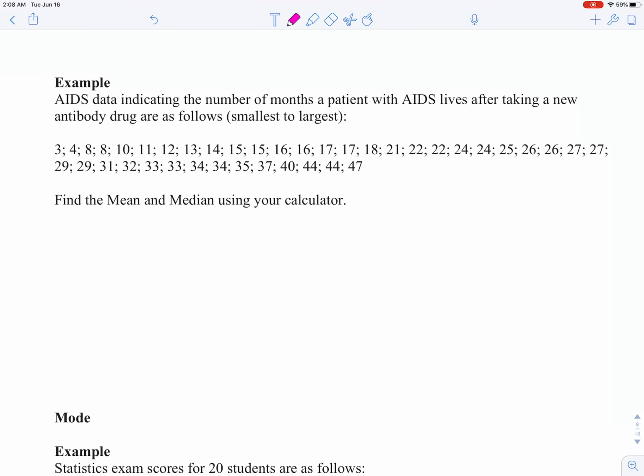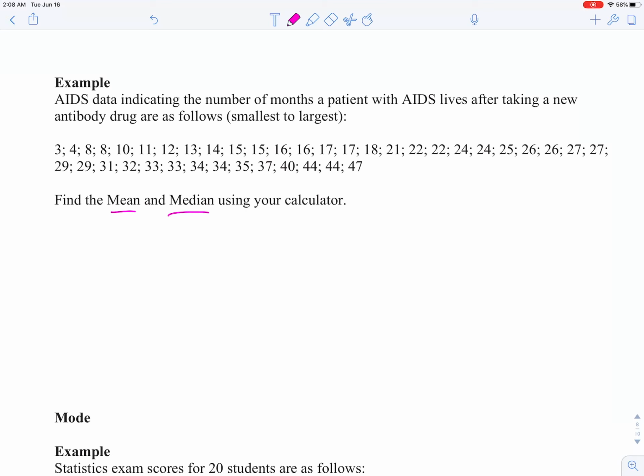All right, so here's another example. So this time, out of this big old data set, they want us to find the mean and the median using our calculator. So again, the mean is the average and the median is the physical center. So again, first step for the median, you need to make sure all these data points are in order from left to right, which in this one I was nice and I made sure they were in order. Okay, it makes it a lot easier.